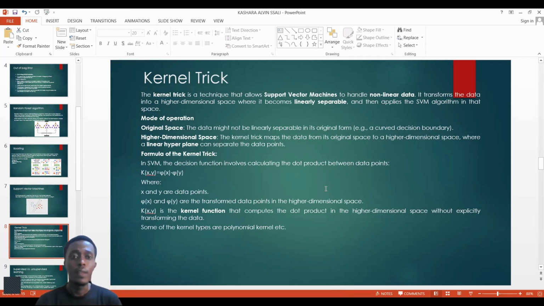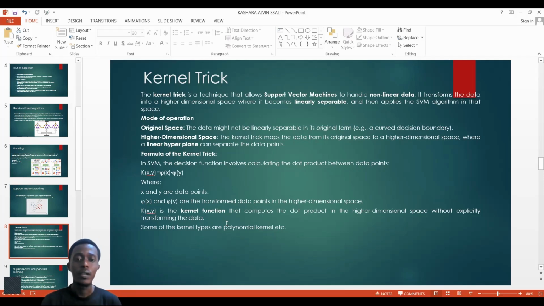As for how the kernel trick works, we start with the original space, the nonlinear data. I would think of it like a curved decision boundary. Then the kernel trick maps the data from this original space to a higher-dimensional space, where we now come up with a linear hyperplane. And with this linear hyperplane, we can now separate the data points, using a simple formula, a function K(x, y), where x and y are just the data points in the higher-dimensional space. So it takes the dot product of those two. That's the function. Well, there are kernel types.